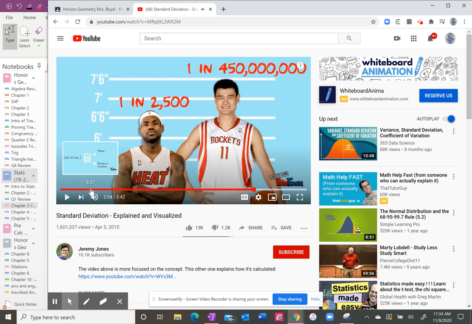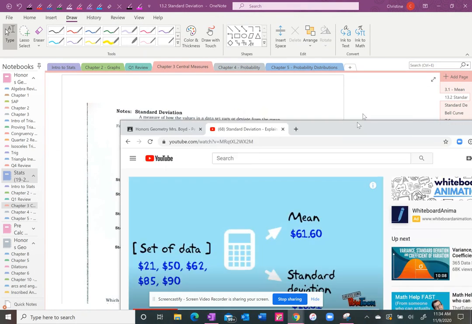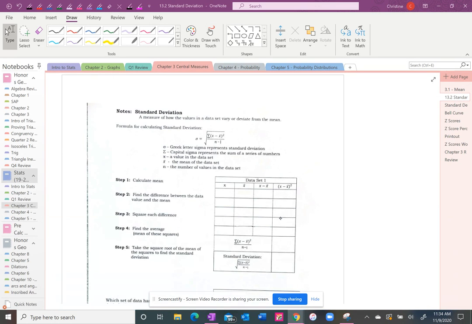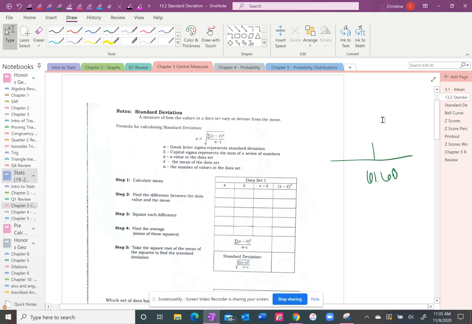So I'm going to stop it here. Just to go back to this question about the money in people's wallets. When they found the standard deviation, it was 28.01. So what that's telling you is that if you were drawing a graph where the average is 61.6, the standard deviation is kind of like how you set up a bell curve. So if the standard deviation is $28.01, in order to get these boundaries, you would add 28.01 and you would subtract 28.01.